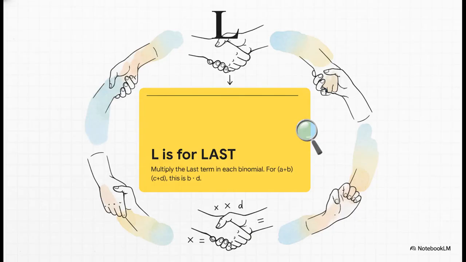And finally, L is for last. You take the last term from the first group, which is B, and you multiply it by the last term in the second group, D. And that's it. First, outer, inner, last. We have now systematically made all four connections.